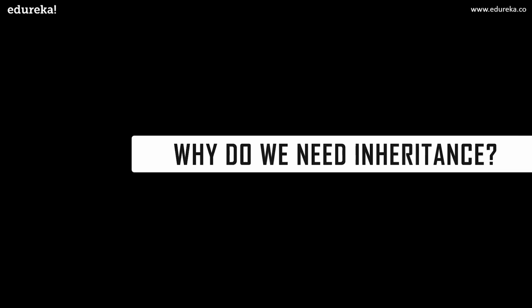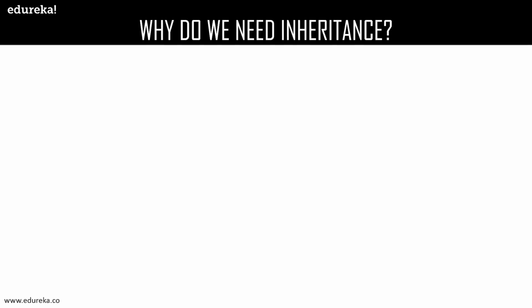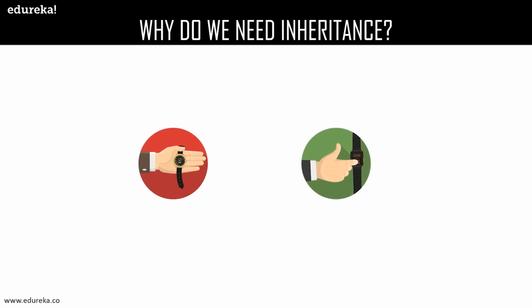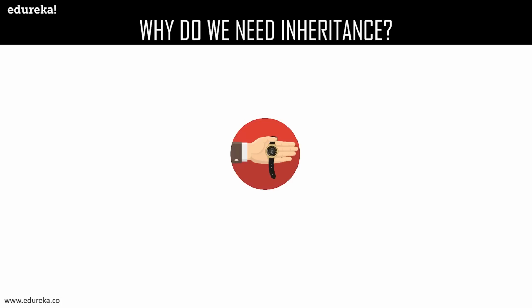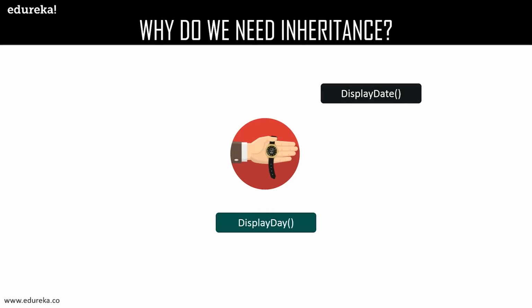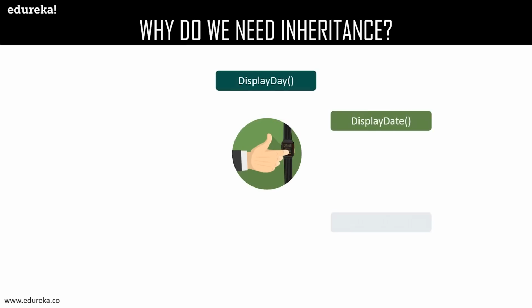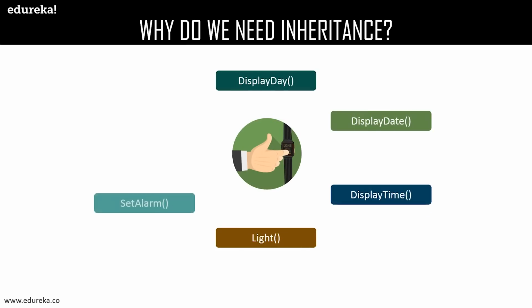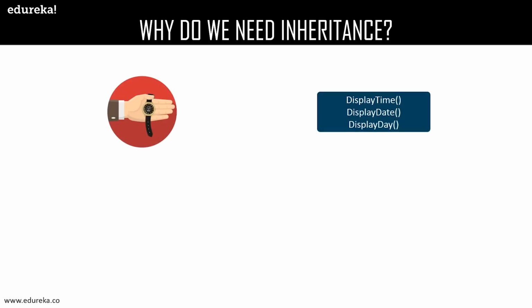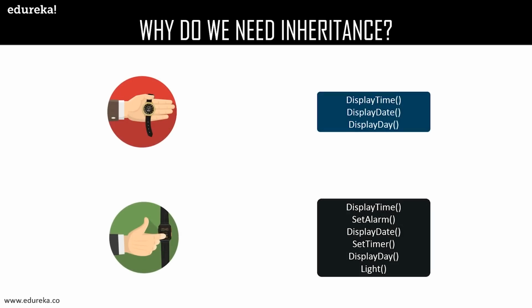Why do we need inheritance? To understand this, let us consider a simple example of two different watches. The first one is a classic dial watch and the next one is a modern digital watch. The functionalities defined for a dial watch are display date, display day, and display time. Similarly, let us get into the advanced version of the watch, which would be our digital watch. The functionalities required for the digital watch are as follows: display day, display date, display time, light, set alarm, and set timer. As you can see, three functions from the dial watch are repeating here.